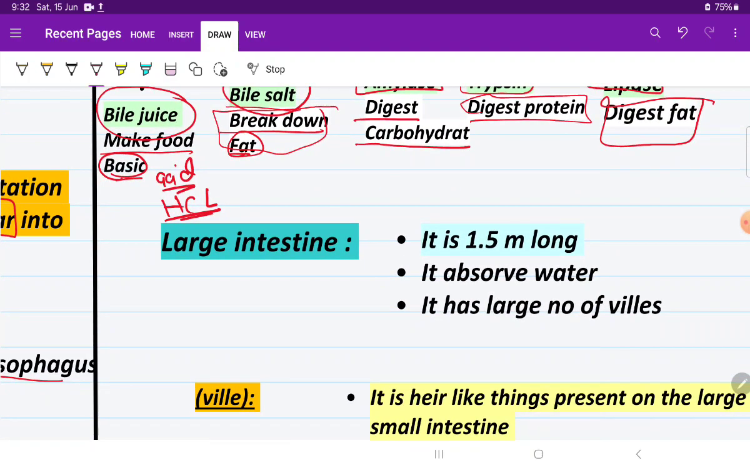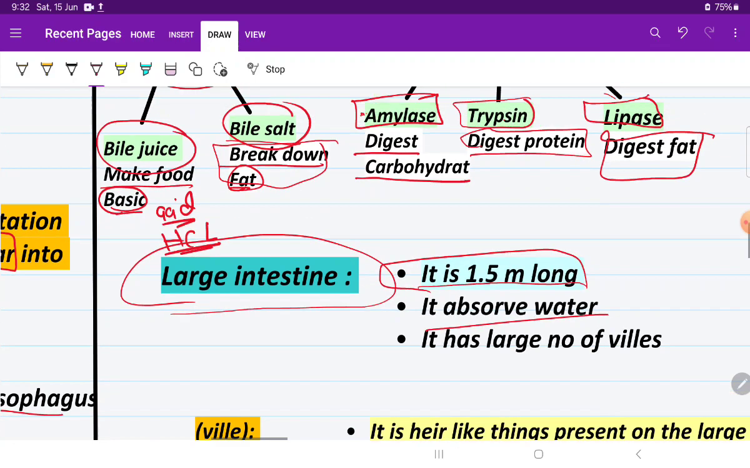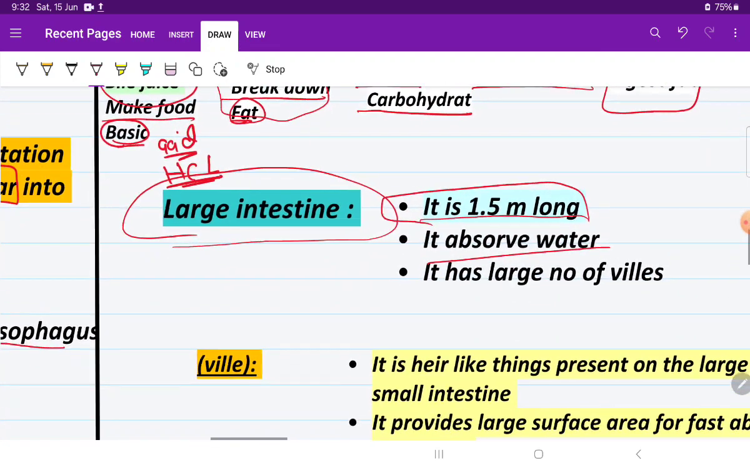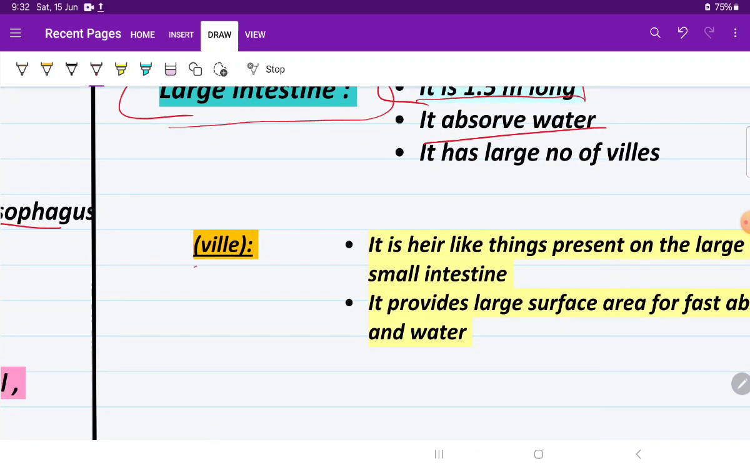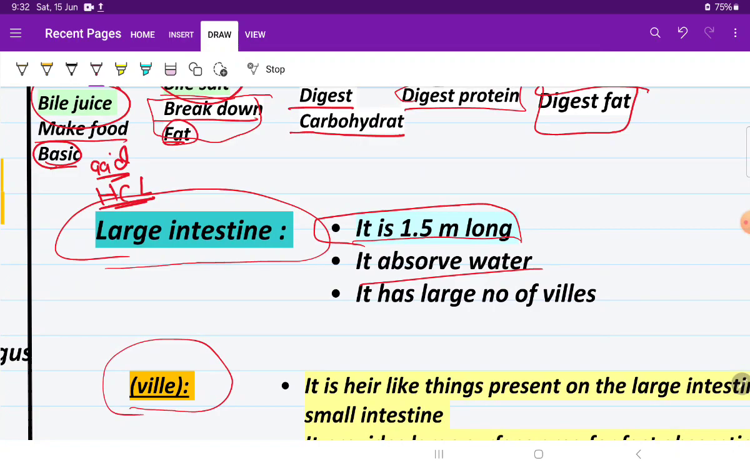Then the food goes into the large intestine. The large intestine is 1.5 meters long. It absorbs the excess water which is present in the digestive system. This is its small work. And there are villi, which are present on the large intestine as well as the small intestine.